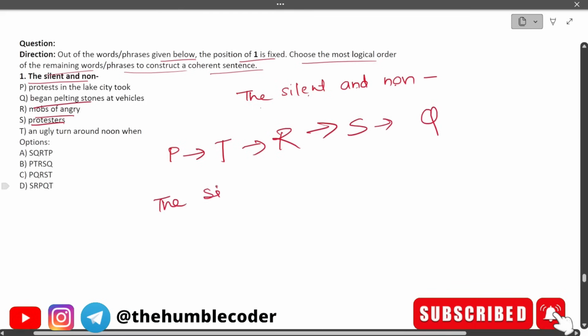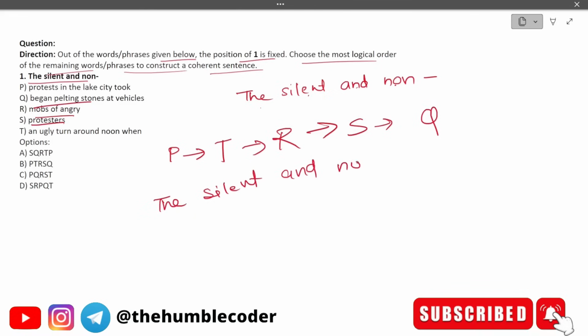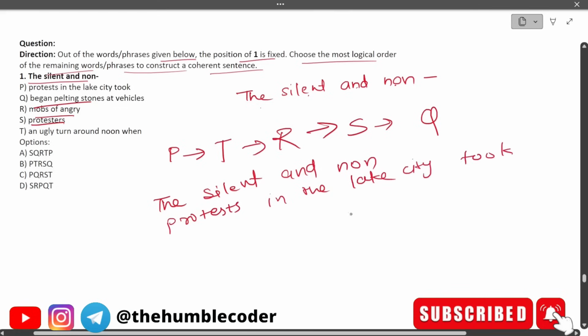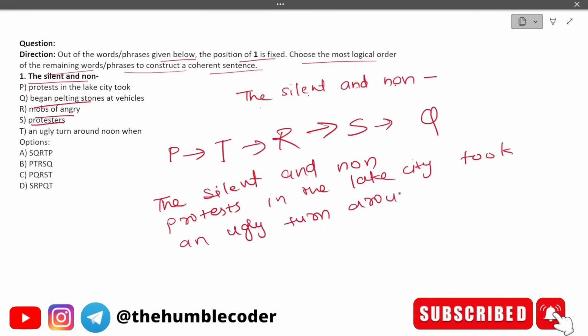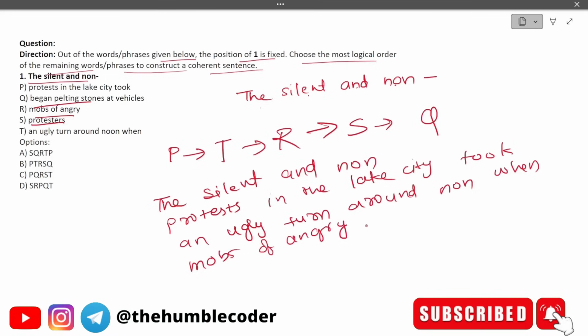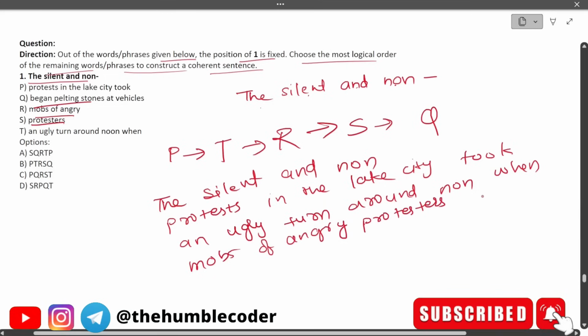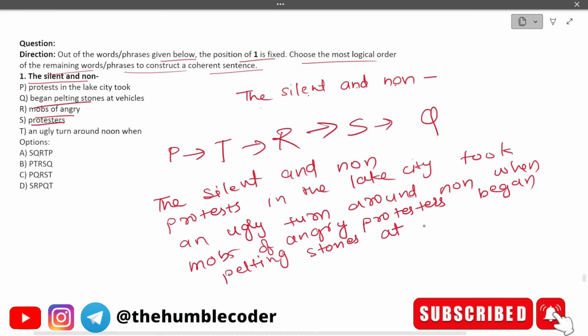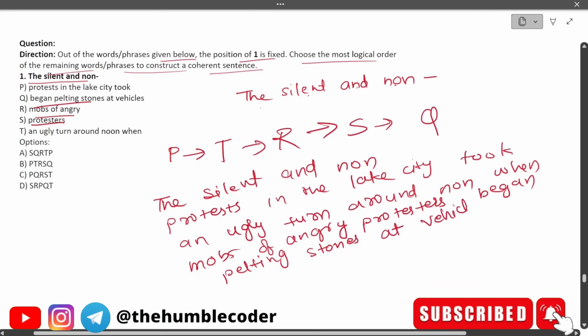So the final sentence is going to be something like this: the silent and non protest in the lake city took an ugly turn around noon when mobs of angry protesters began pelting stones at the vehicle. Okay, so this is the complete sentence or the complete paragraph. Okay, hope you have understood the concept.